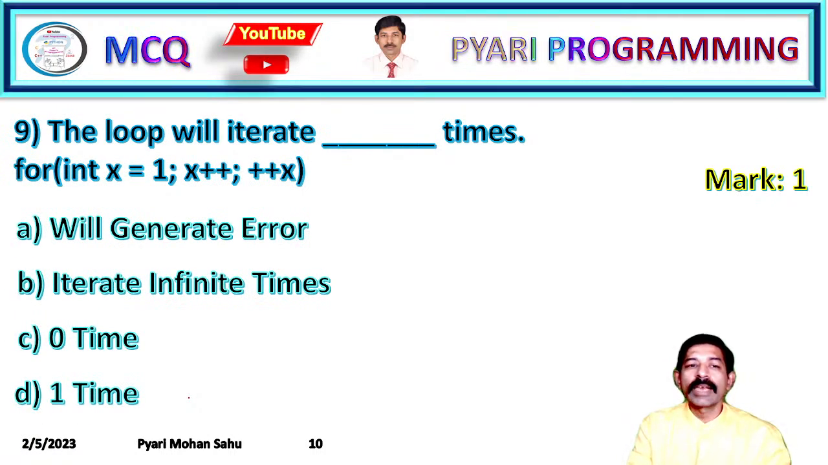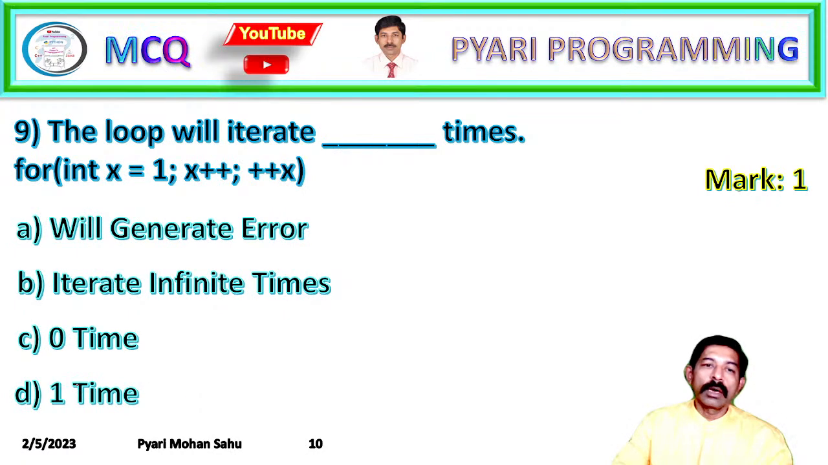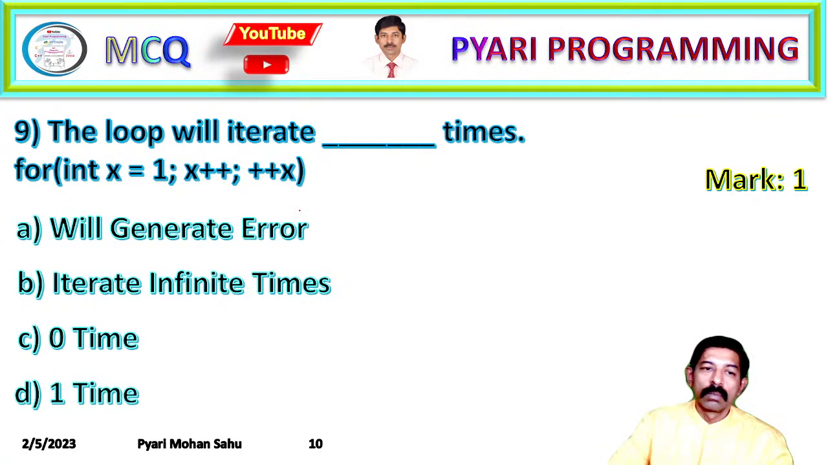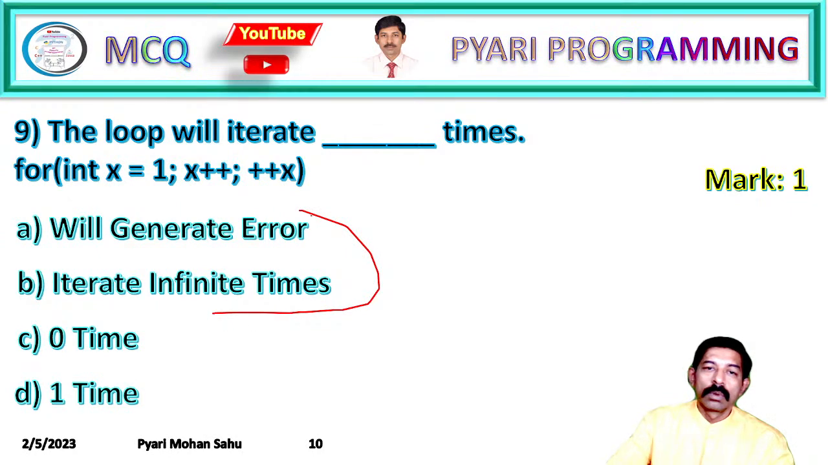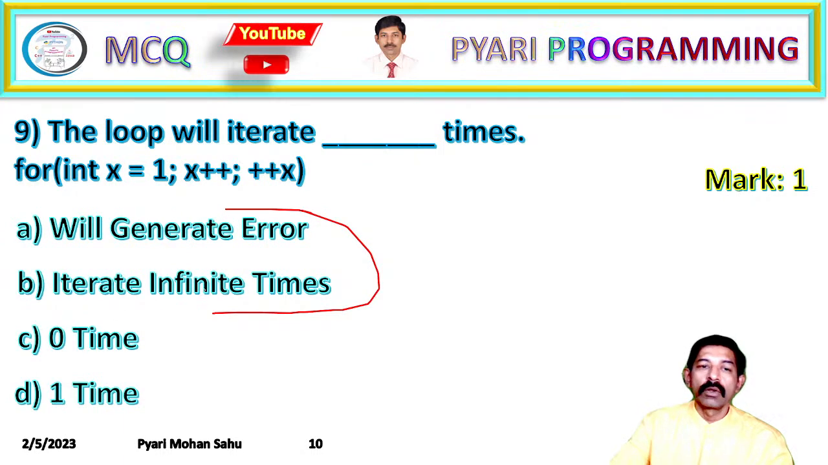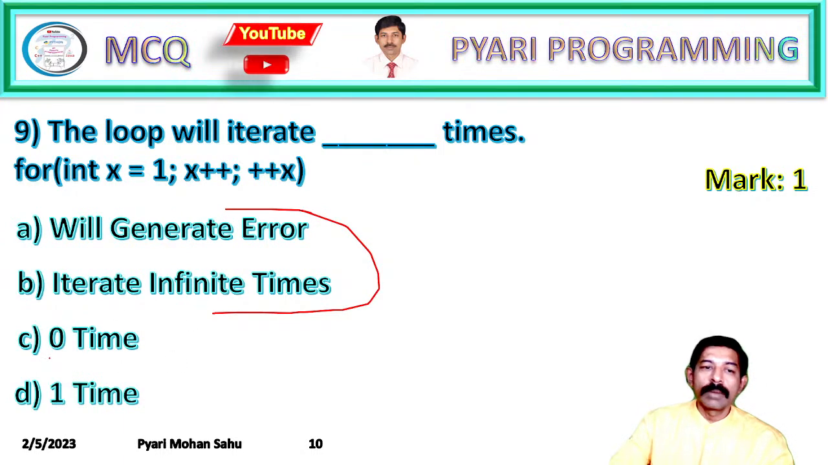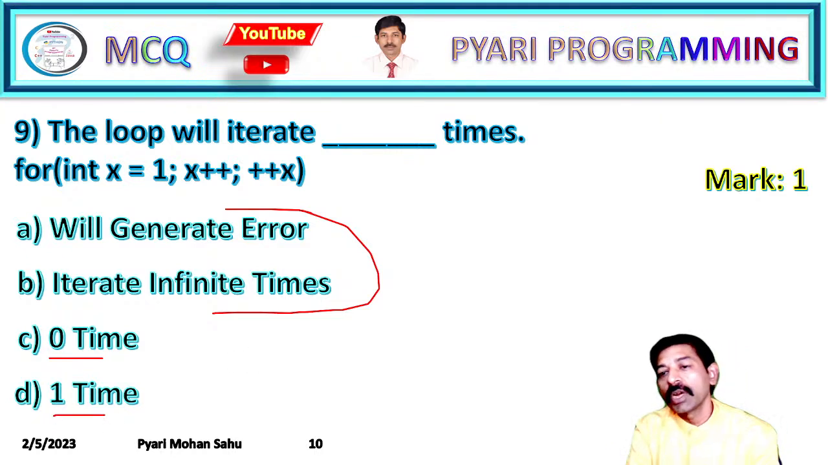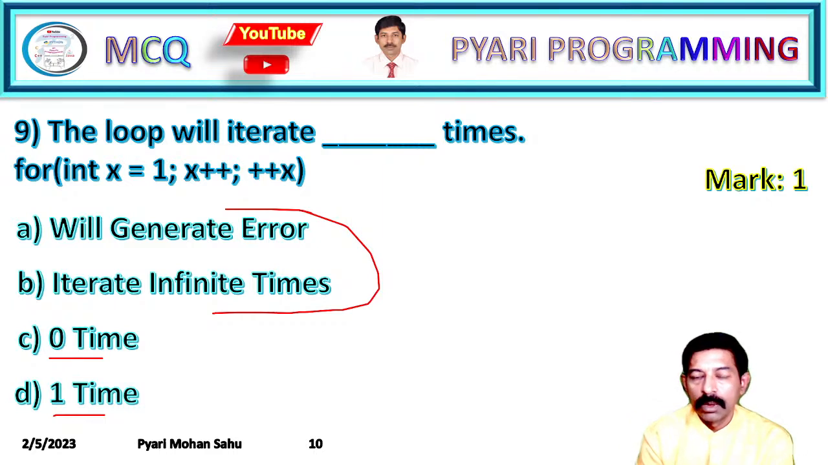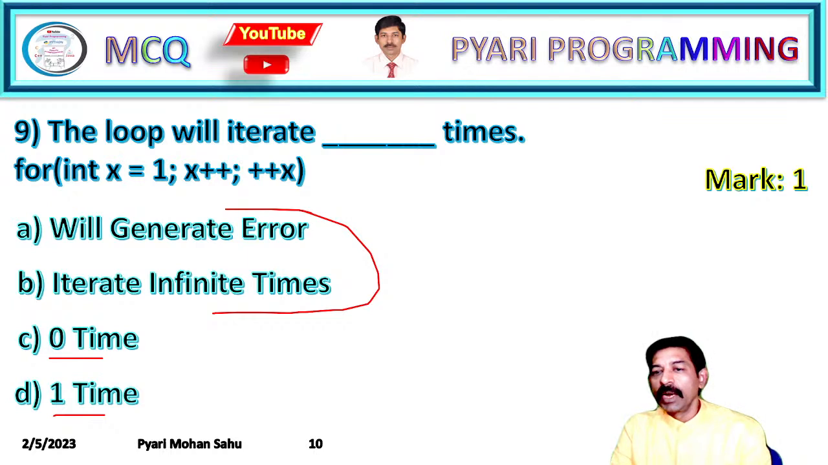The loop will iterate dash times. Now here, don't forget, it says will generate error, iterate infinite times. These two options cannot be ignored. If it is talking about error, you have to check the syntax. If it is saying infinite, then you have to check the logic. If it says 0 times, you have to check the condition. If it is saying 1 time, you have to check the condition with the initialization and updation. I have given you the hint also, along with the discussion.